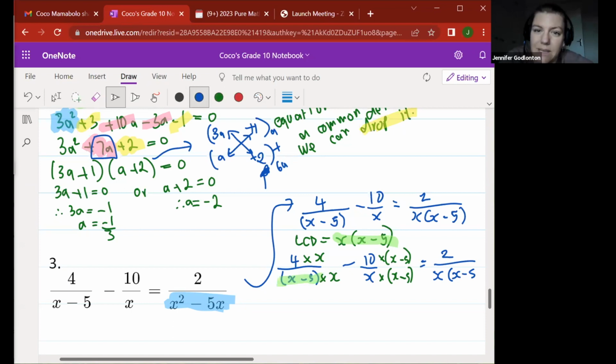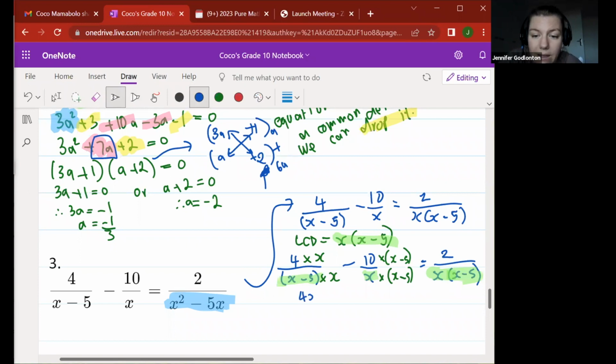Is there anything missing in this denominator over here compared to our LCD? This x minus 5. Is there anything missing? No. So we don't need to do anything to it. Now, in this process, we have made everything have a common denominator. So from this point, we can drop our denominator. But if you feel stressed about dropping it at this point, you don't have to. We can still write it and drop it later.